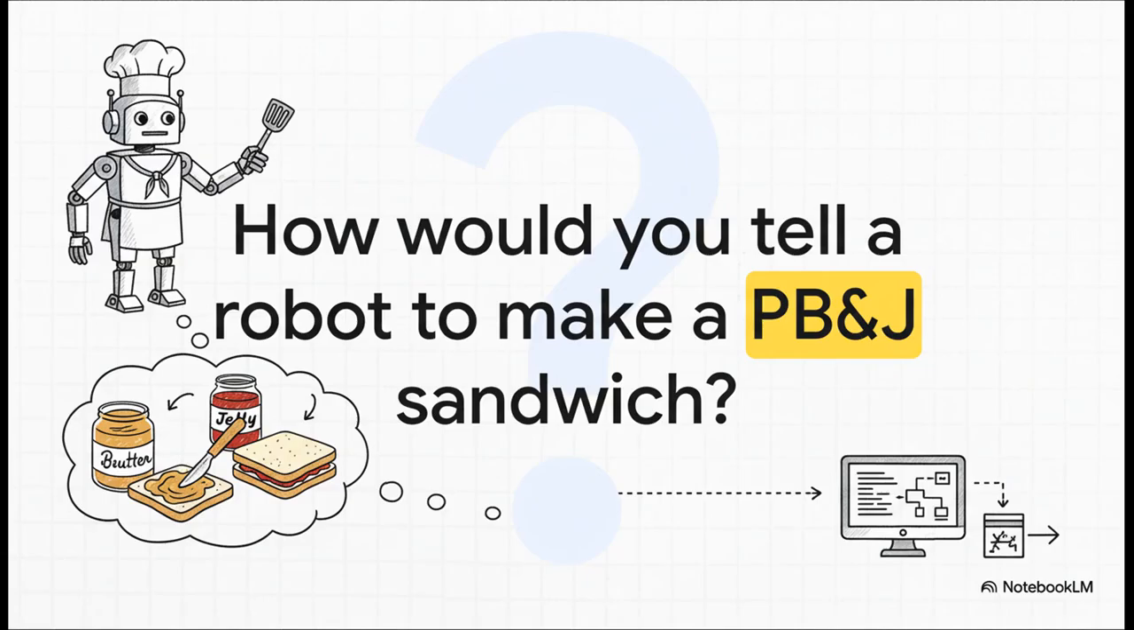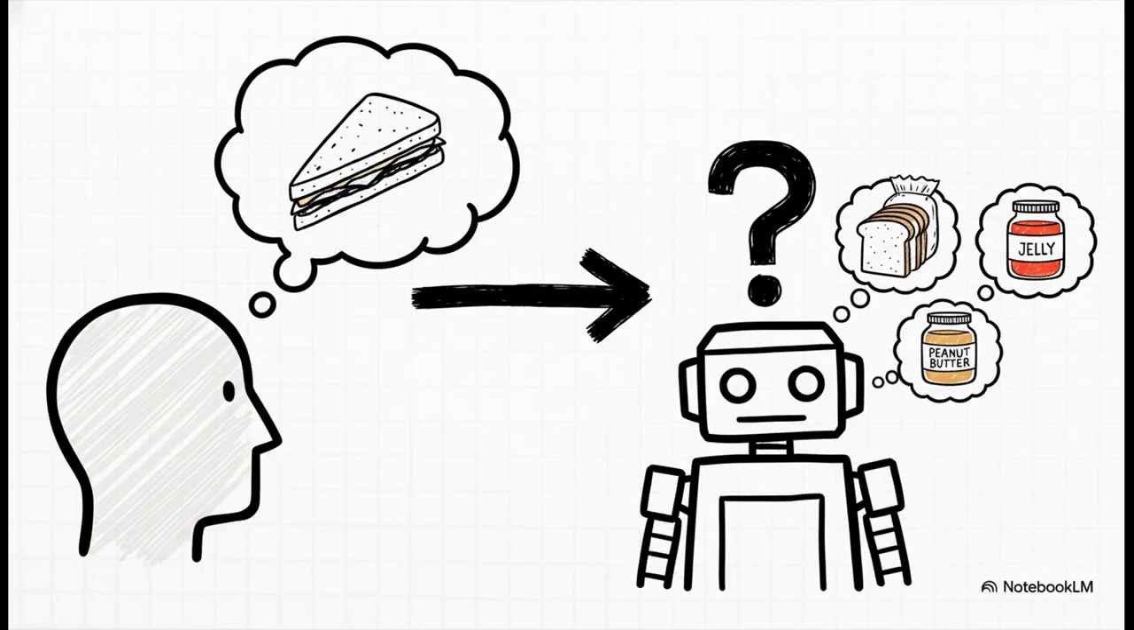All right, let's kick things off with a little thought experiment. Imagine you've got this super advanced robot chef in your kitchen. It can do anything, but it's also very, very literal. So here's the question. If you wanted it to make you a peanut butter and jelly sandwich, how would you tell it to do that? You can't just say, hey, make me a sandwich. So why not? Well, here's why.